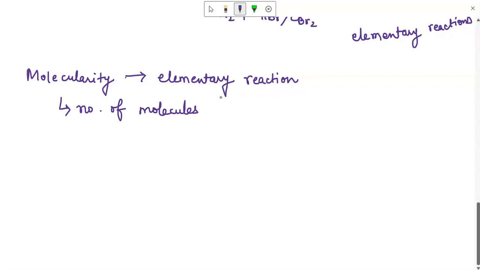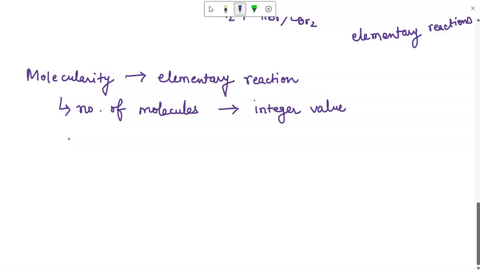Okay, please remember that this number of molecules will always have an integer value. It will never be fractional. It is a number of molecules, so a molecule cannot be half or one fourth. It will always be a whole number. So the molecularity of an elementary reaction will always be an integer value, never a fractional value, and it relates only to the elementary reaction.